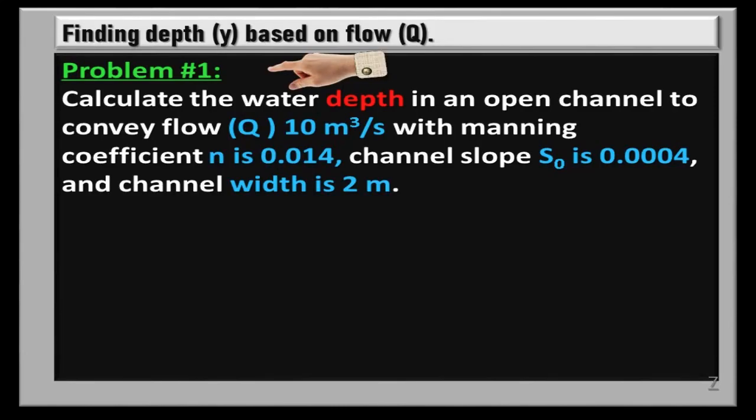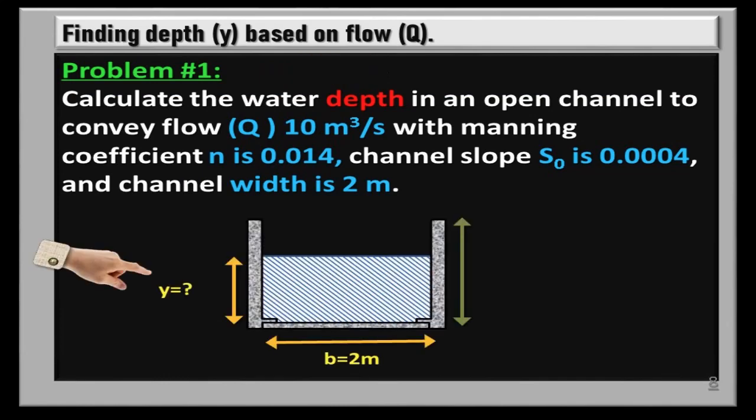For problem number 1, calculate the water depth in an open channel to convey flow Q, 10 meter cube per second. With Manning coefficient N is 0.014. Channel slope S is 0.0004. And channel width is 2 meter. Emphasis again. We are going to determine the water depth. The base width is 2 meter.